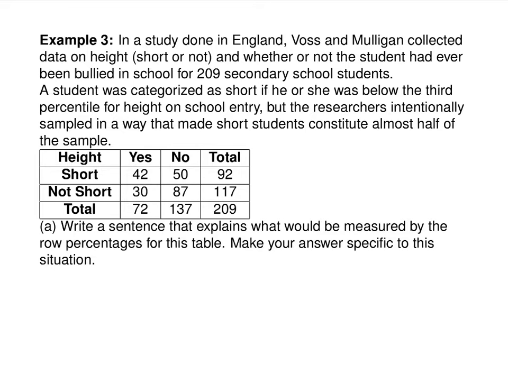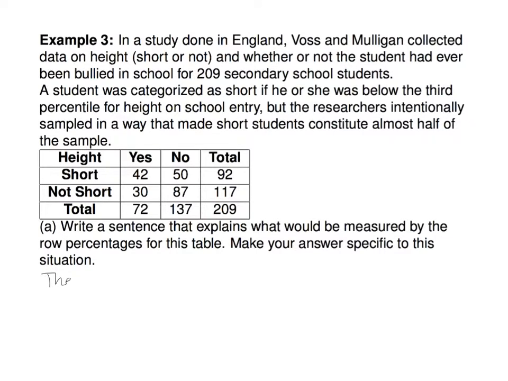So write a sentence that explains what will be measured by the row percentages. Make your answer specific to this situation. If you look at the rows, 42 out of 92 is the percent of short people who are bullied, right? And then 50 out of 92 is the percent that are not bullied, right? Versus 30 out of 117 is the percent of not short who are bullied, right? So it's finding the proportions of people who are bullied or not bullied within the two categories. Does that make sense?